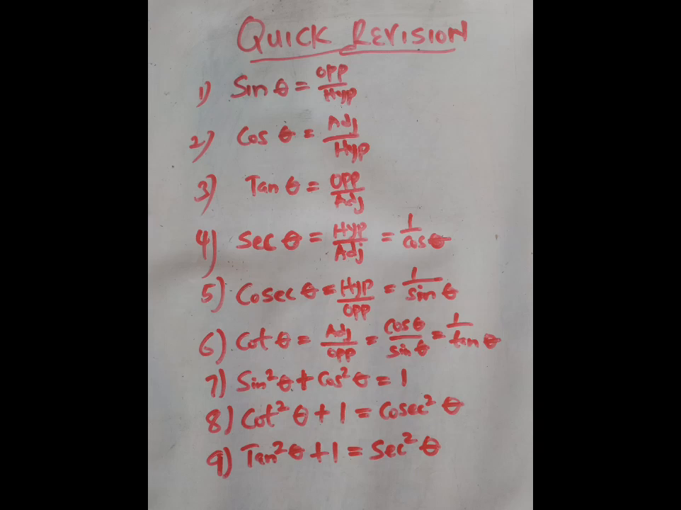Number 5, cosec theta is hypotenuse over opposite, which is the inverse of sine, 1 over sine theta. Number 6, cot theta is adjacent over opposite, which is the same thing as cos theta over sine theta, which is equal to 1 over tan theta. Number 7, sin square theta plus cos square theta equals 1. Number 8, cot square theta plus 1 equals cosec square theta. Number 9, tan square theta plus 1 equals sec square theta. Keep these identities in mind.